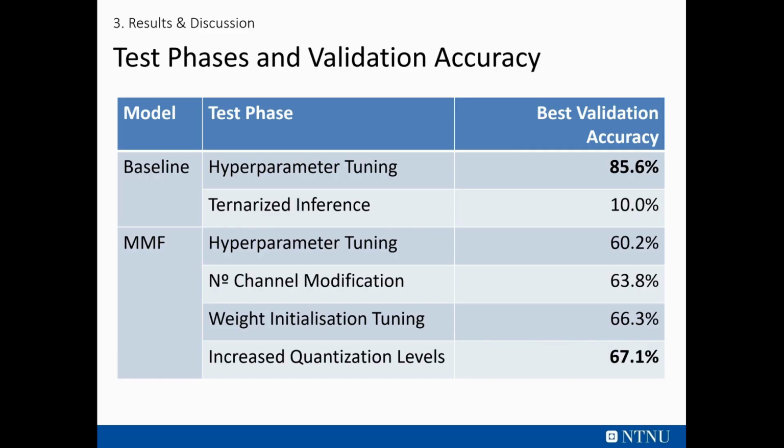And then for the matmul-free model, there are several phases with several runs each. Here I did some hyperparameter tuning. I also tried different numbers of channels. I also tried changing the weight initialization. And finally, I also tried to increase the quantization levels. So instead of ternary, I also tried quinary, septenary, and nonary weights. And in the end, the best result achieved for the matmul-free model was around 67% accuracy.